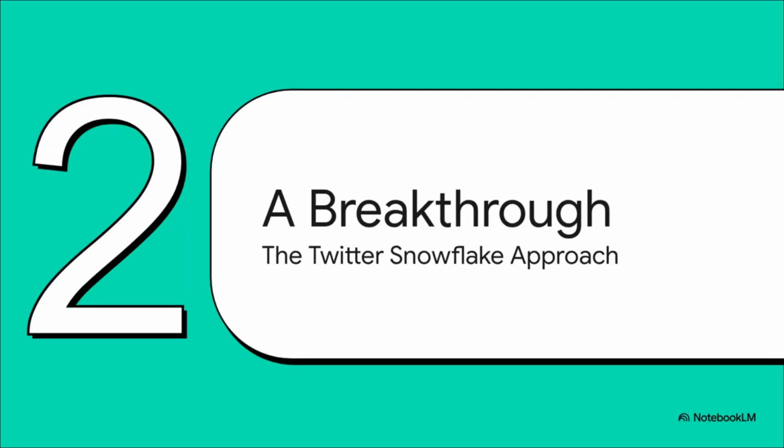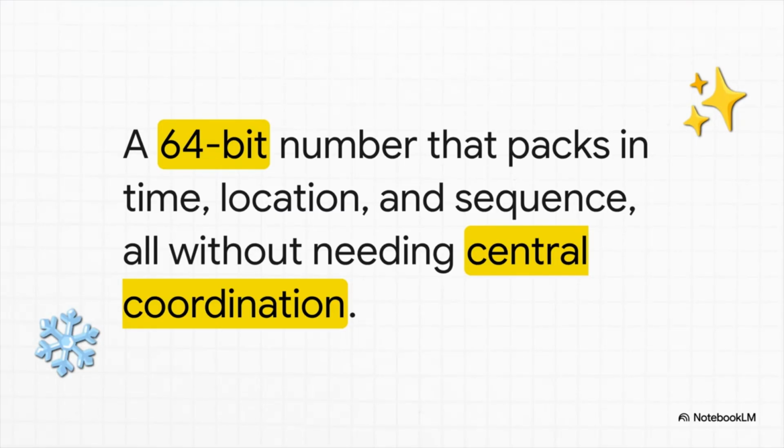Well, turns out the answer is no. You're not asking for too much. And that brings us to the big breakthrough: an absolutely brilliant solution that came out of Twitter, born from their need to handle mind-boggling scale. It's called Snowflake. The real genius of Snowflake is how it packs everything you need into a single, compact, 64-bit number. It manages to encode the time it was created, where it was created, and a sequence number.